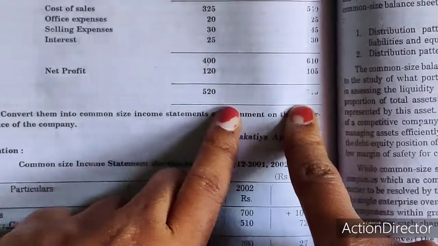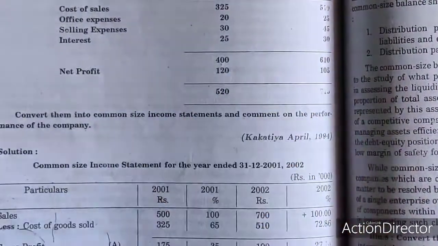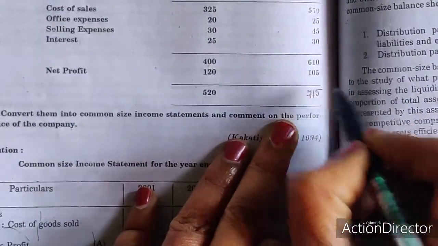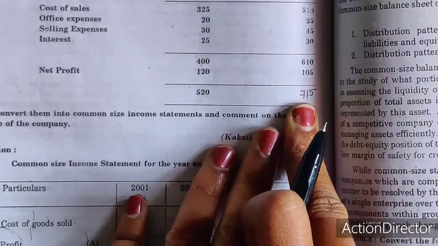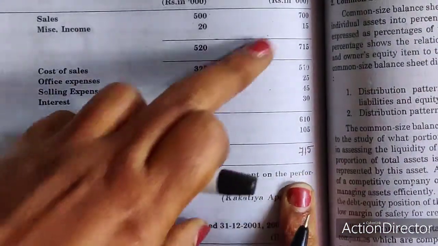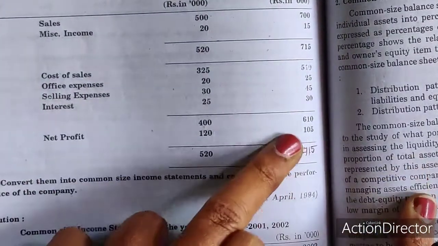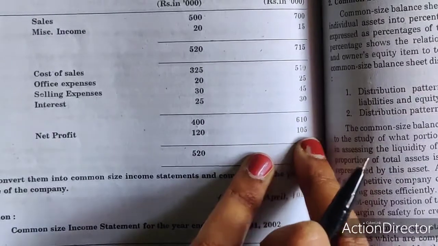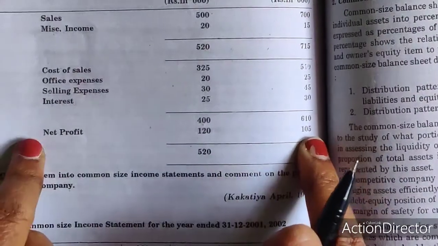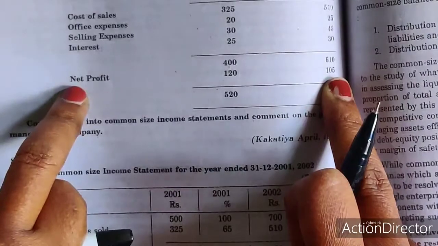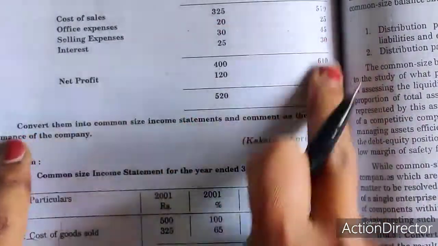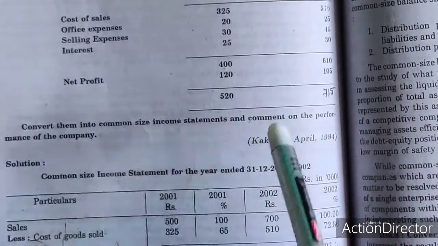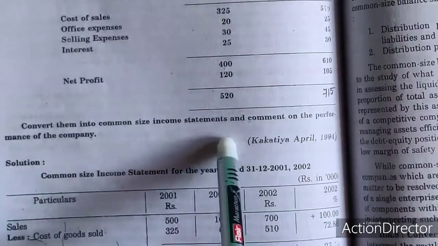In the same way we will calculate this amount, 715. So on the credit side we got 715, on the debit side we got only 610. So in order to balance this amount we need to add 105, and this is what we call net profit. So in this way we have got the information, and from this information we need to prepare the common size income statement.